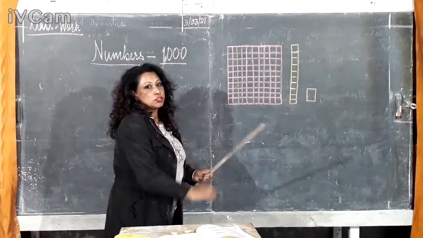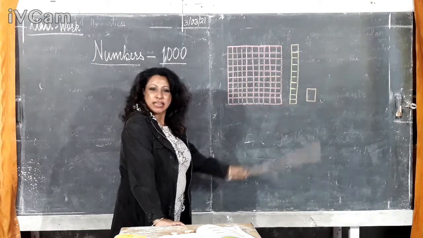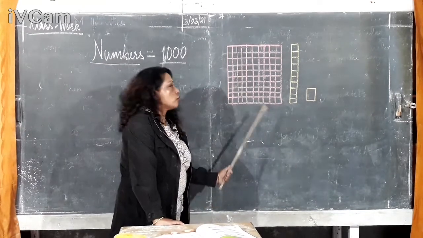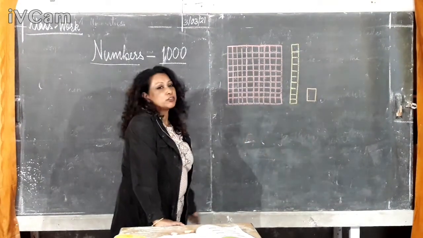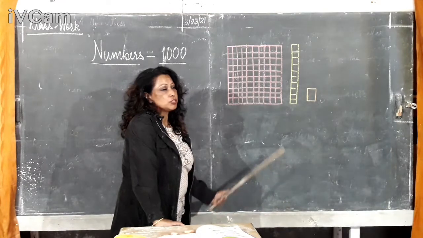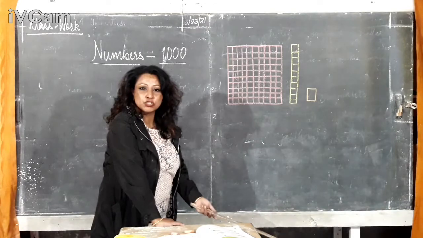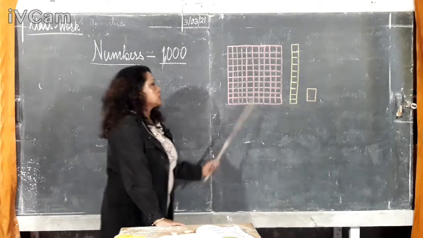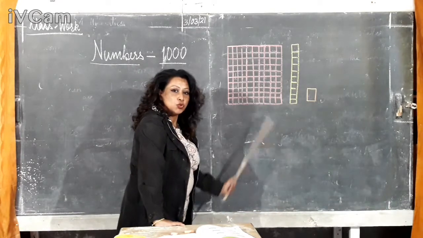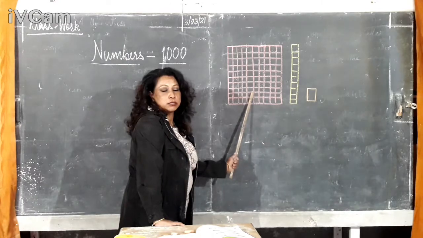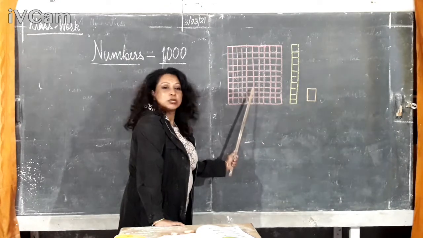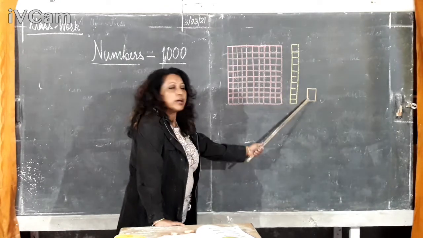Now, you must be thinking, we have already done this before, isn't it? Yes, we have already done this before. It is just a recapitulation, just a revision, to show that we are moving from two-digit numbers on to three-digit numbers. This I've already shown, and you know what this pair diagram or this object stands for, what this one stands for, and this one.